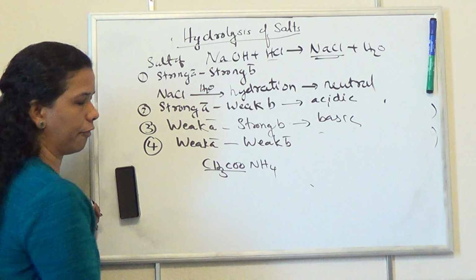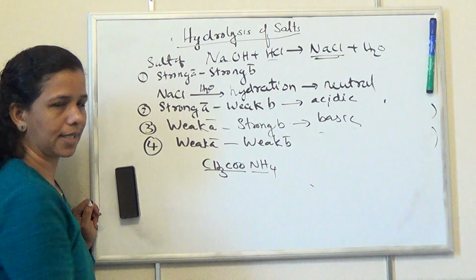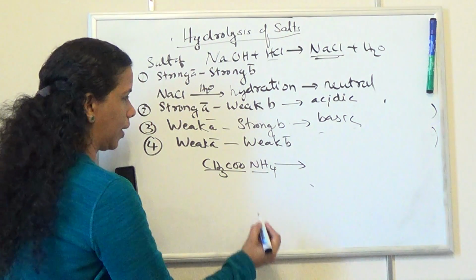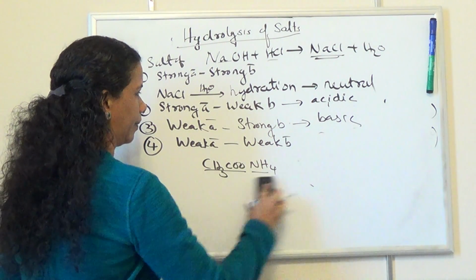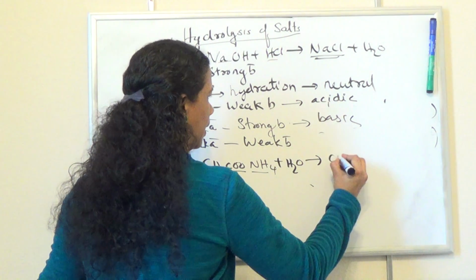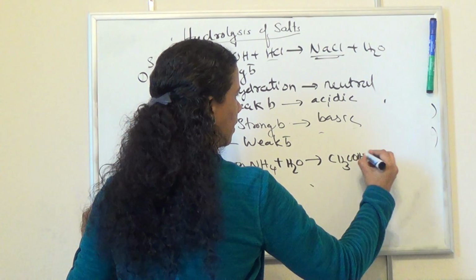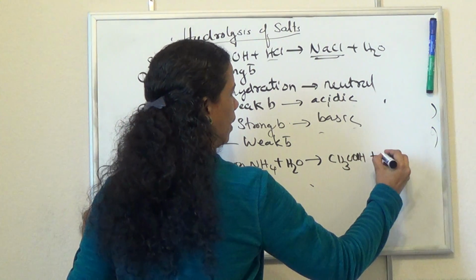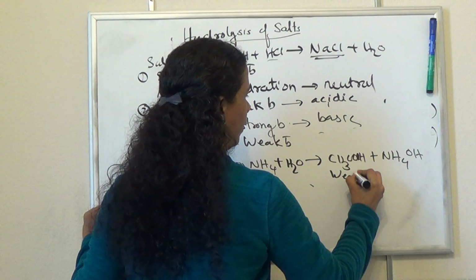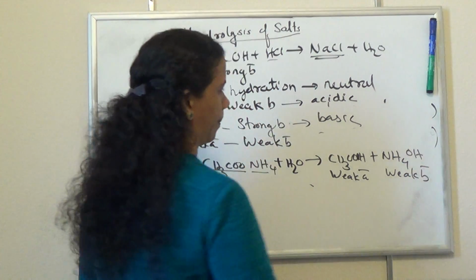This is a weak acid and this is also a weak base. So ammonium acetate, that is the name of this salt. On hydrolysis, we know that both are weak, both will undergo hydrolysis. CH3COOH plus NH4OH. So we'll get a weak acid and a weak base.